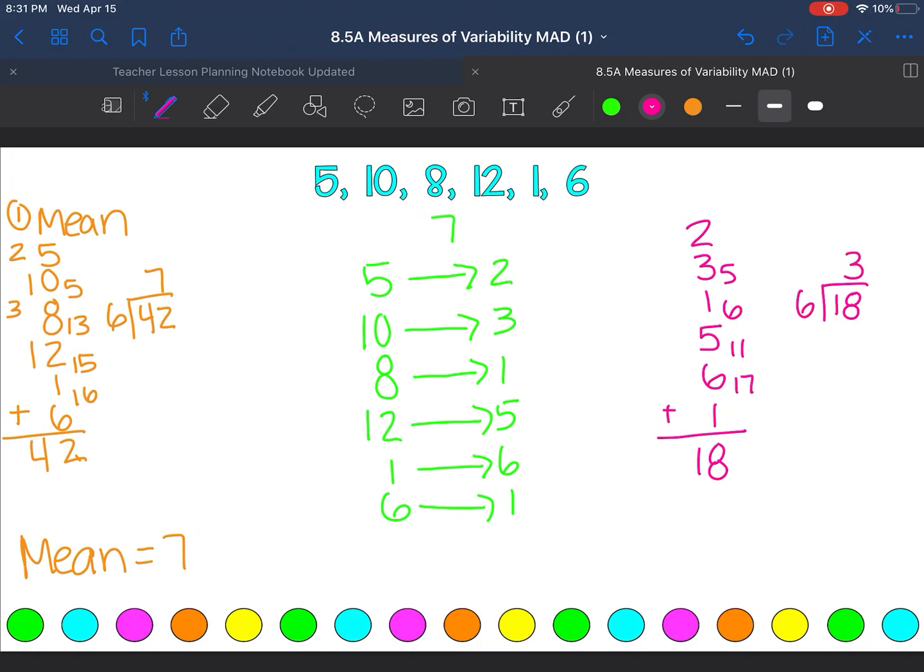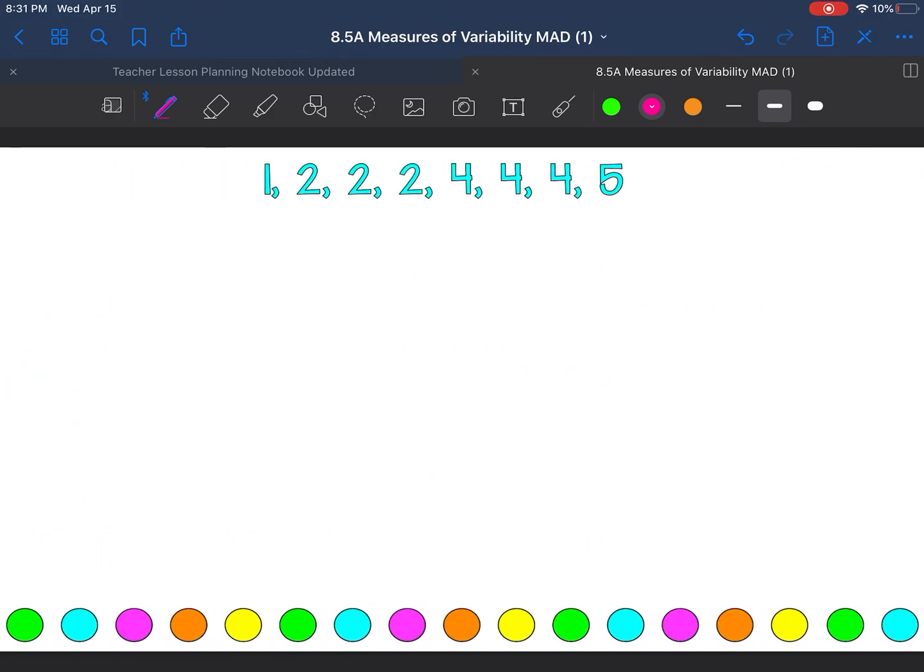So now I'm going to take and divide 18 by the numbers I added together, which was 6. 6 goes into 18 3 times. 3 times 6 is 18. 18 minus 18 is 0. So that means that my MAD equals 3. All right, see guys, that's not too bad. Let's do one more problem together.